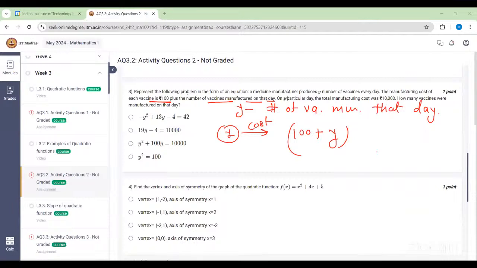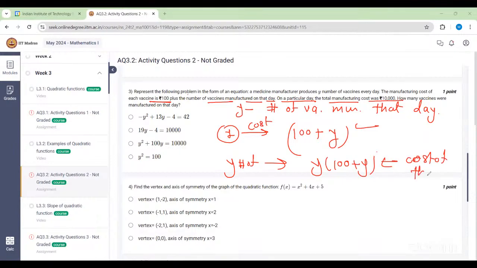Now it says on a particular day, the total manufacturing cost is 10,000. So if for one vaccine this is the cost, then for Y number of vaccines, what will be the cost? Y multiplied by 100 plus Y. Right? So this is the cost of that day. And it says that the cost is nothing but 10,000. So Y multiplied by 100 plus Y is 10,000. So this is our equation, which is Y square plus 100Y is equals to 10,000.